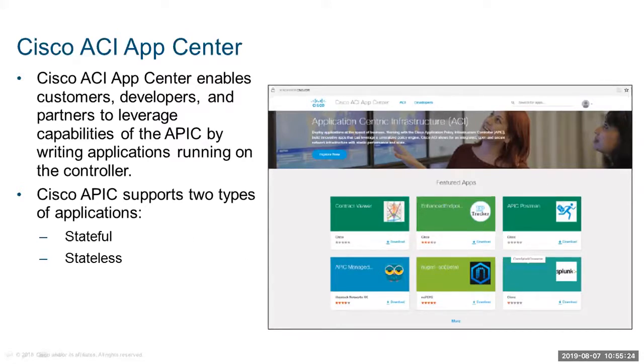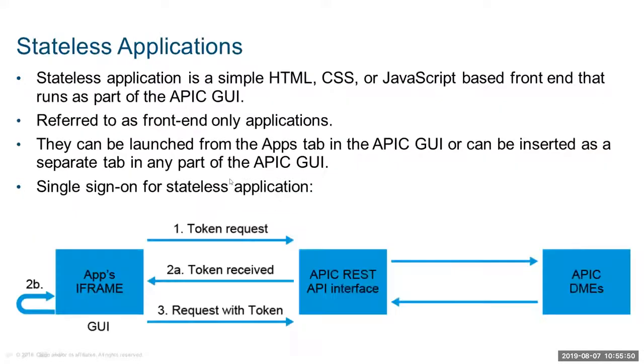2 types of applications. We have stateless apps and stateful apps. Stateless apps would be simple or cascading style sheet, CSS or JavaScript. Front-end apps that would run within the APIC GUI as if it's a part of the APIC GUI. Okay, these are front-end apps only. This would be an example of a stateless app. They are going to run within the GUI as if it's a part of the GUI.